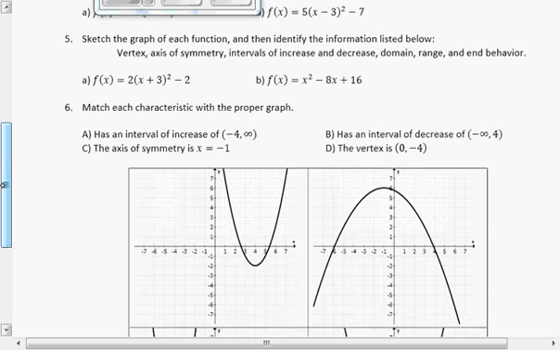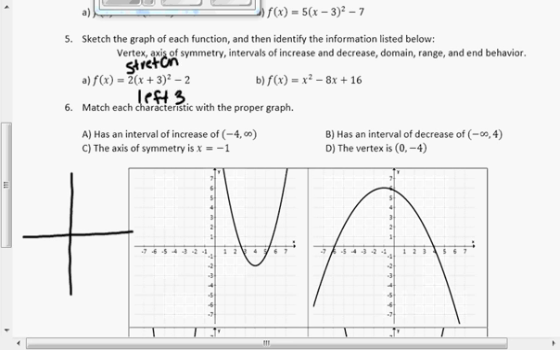For number 5, it says sketch the graph of each function and then identify the information listed below. So when we sketch it, remember our parent function is x squared. So what's happening is it's a stretch. It's going left 3, remember always is the opposite, and then down 2. So our vertex is at negative 3, negative 2. So we're going to go left 3 and down 2.